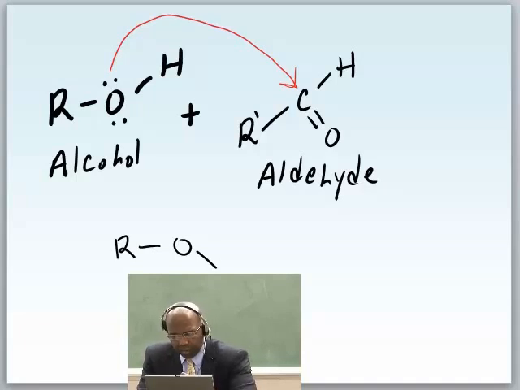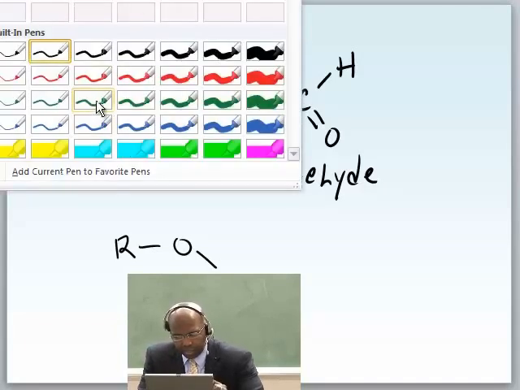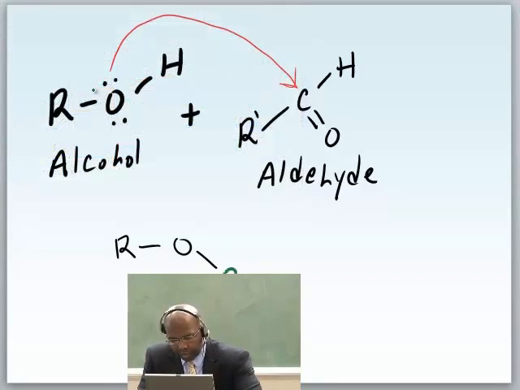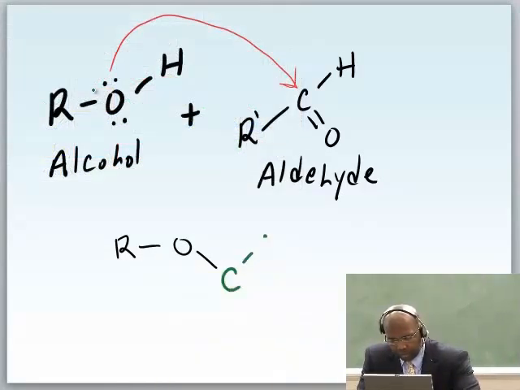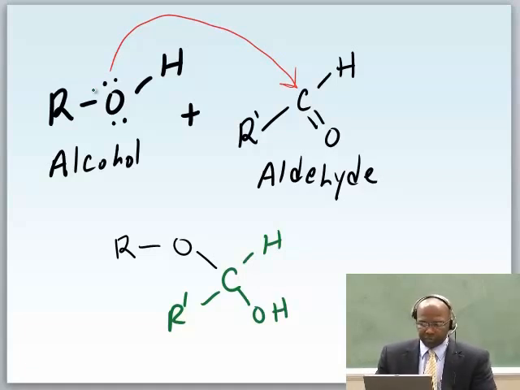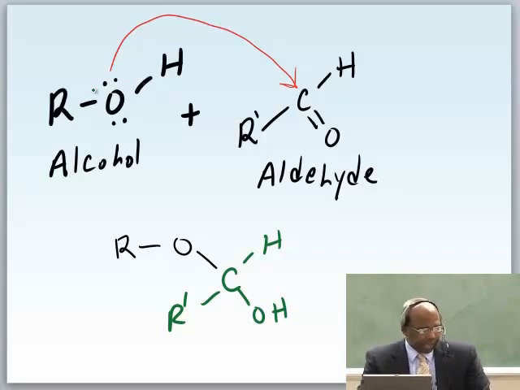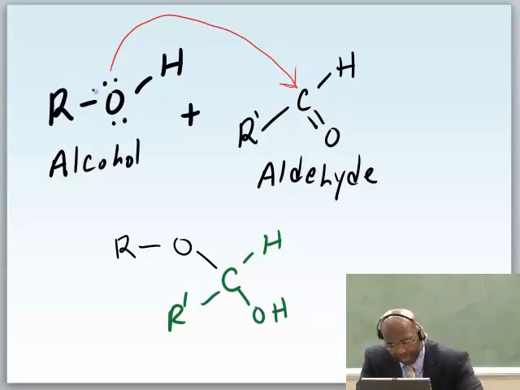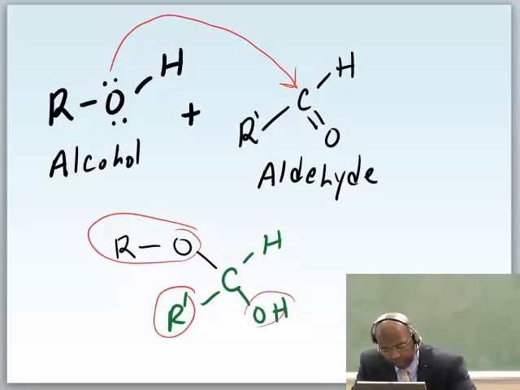I should have drawn these in different colors. I should have made the alcohol and the aldehyde a different color so you could see what comes from what. So I'm going to make the aldehyde green here. And this structure that we make is called a hemiacetal. So for a hemiacetal, you have an OR, an R, and an OH. And so this is a hemiacetal.